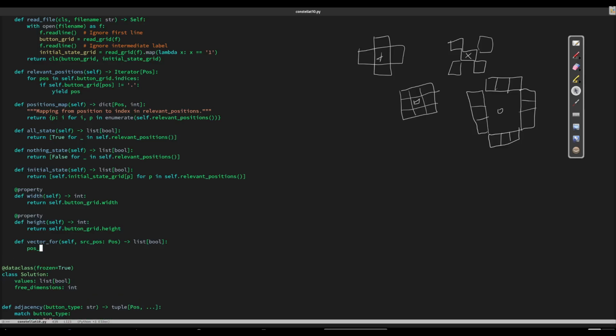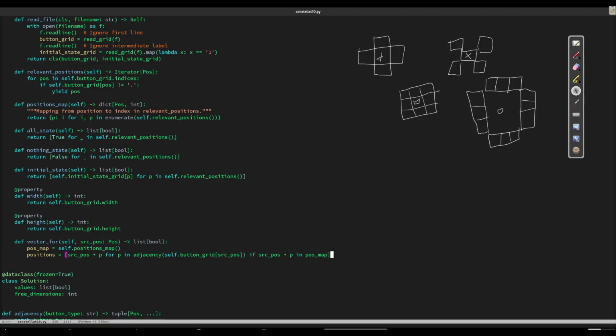To build that vector, first we get our positions map, which maps from position labels to indices in the vector. Then we identify, via the adjacency function we wrote earlier, which positions in the grid are affected by this light. Keep in mind that not all of these positions actually contain lights, so we need to do a quick filter operation to narrow it down to the ones we care about. Once we have that, build a vector of all zeros, then iterate over the affected positions and update those values to 1s. Finally, return the vector.